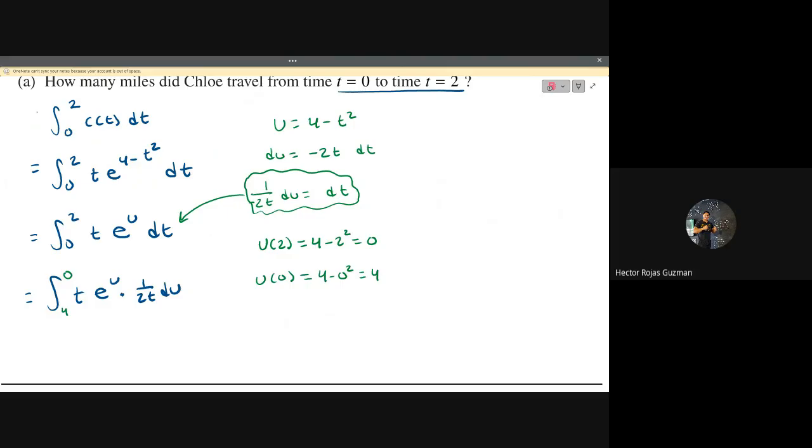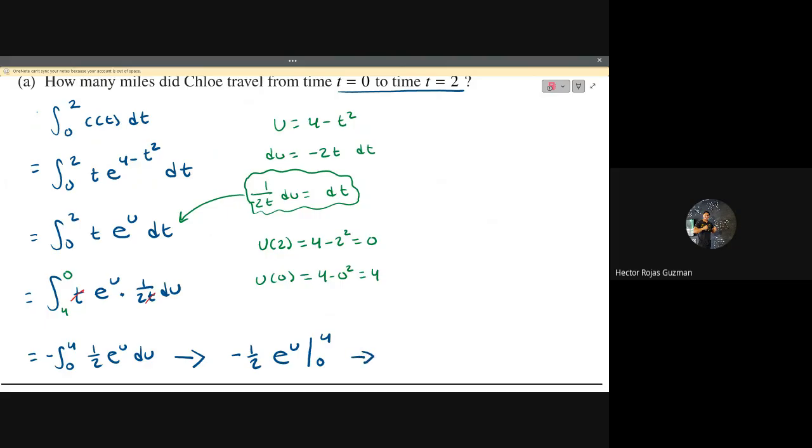Okay. So for my next step, we're going to do a couple of things. First, we're going to flip the integral so that it's from 0 to 4, making my integral a negative. And second, we're going to cancel out these t's. That leaves me with 1/2 e to the u du. Now, what's the antiderivative of e to the u? Well, it's just e to the u. And we're going to be evaluating that from 0 to 4.